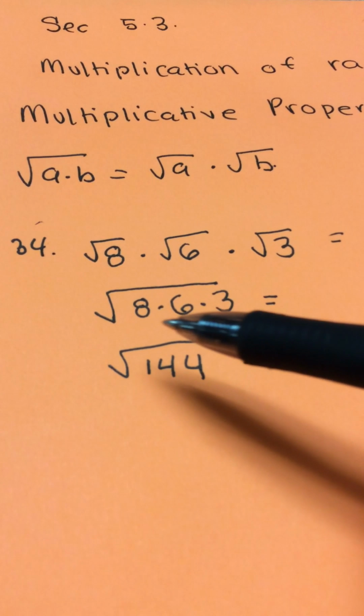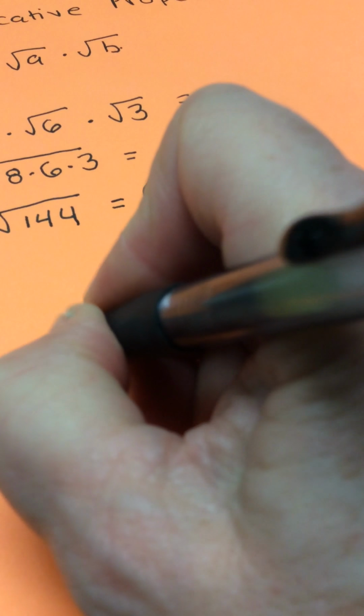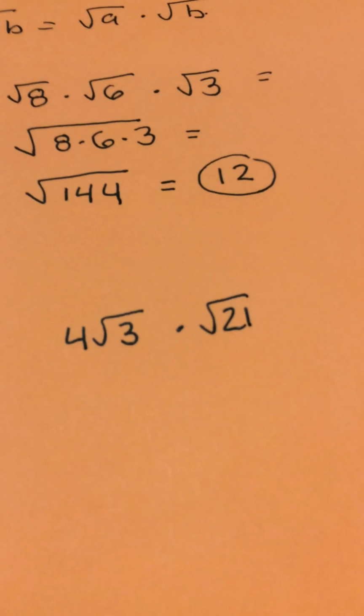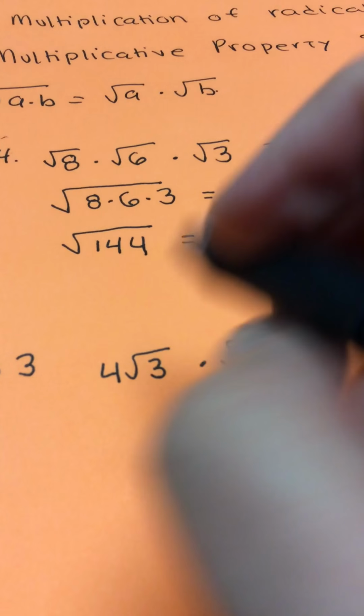All right, now let's look at something a little bit more complicated. Let's look at number 33. Here we have 4 square roots of 3 times root 21. Okay? So I know that the square root of 3 is already prime because it's just 3 times 1, so I'm going to leave that alone.